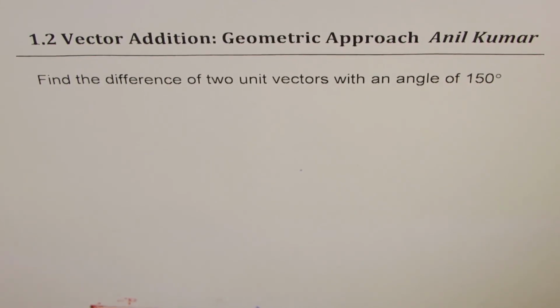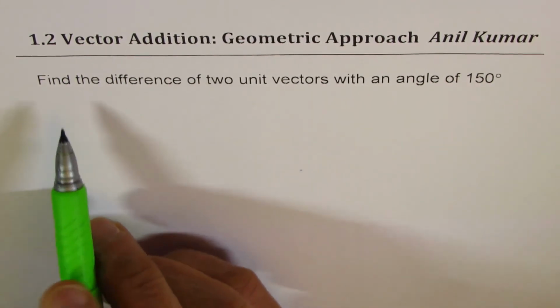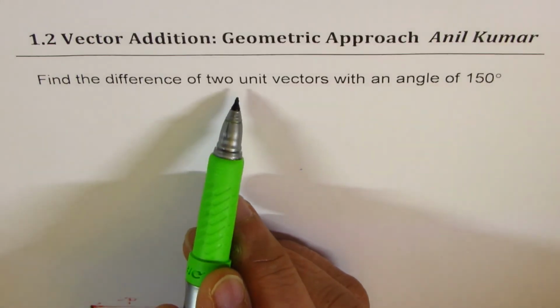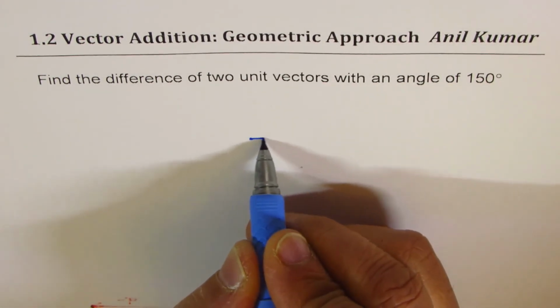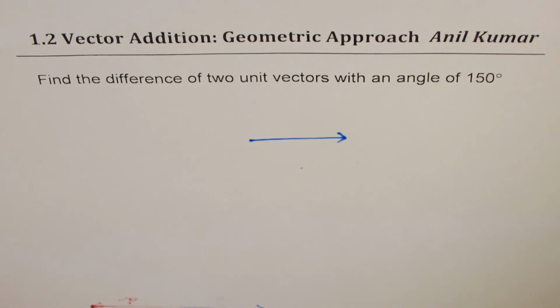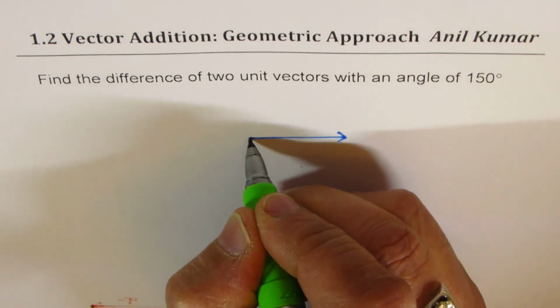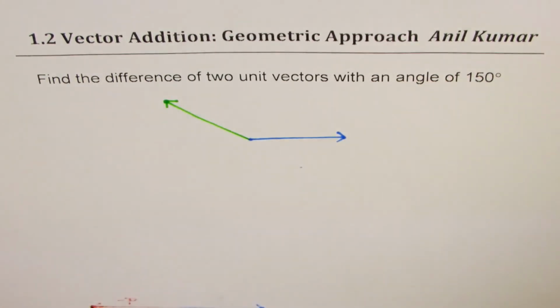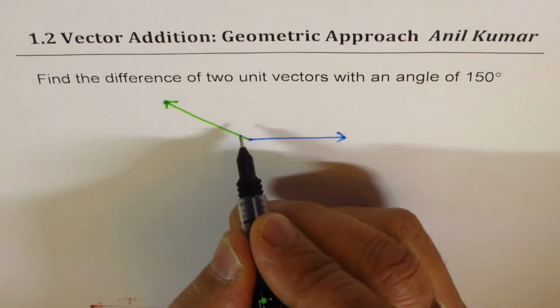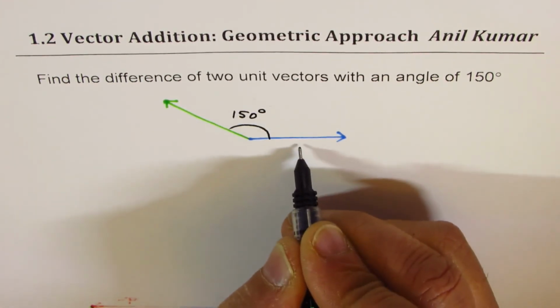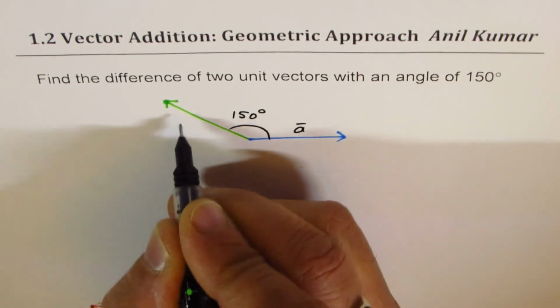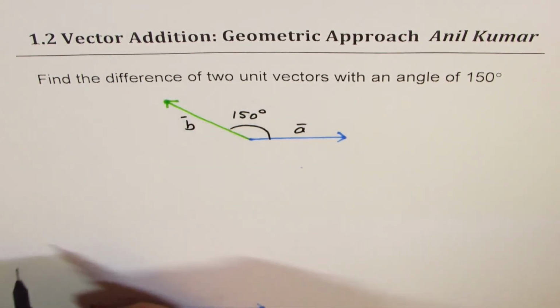Treat this question as your test question. The question here is, find the difference of two unit vectors with an angle of 150 degrees. It really means that, let's sketch it here. We have one vector like this. Let's say vector A. The other one makes an angle of 150 degrees. So let's say the other one is kind of like this, making an angle of 150 degrees. So angle between them is 150 degrees. Let's call this vector A, and we'll call this vector B.